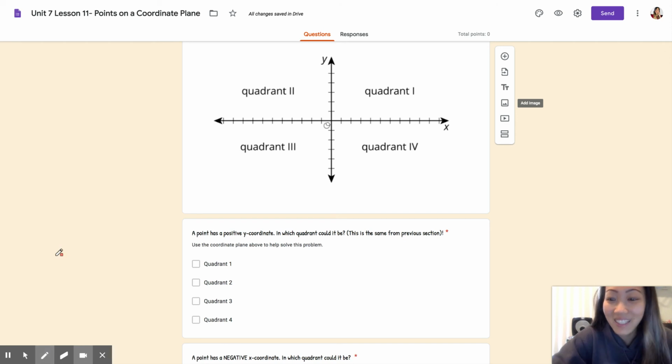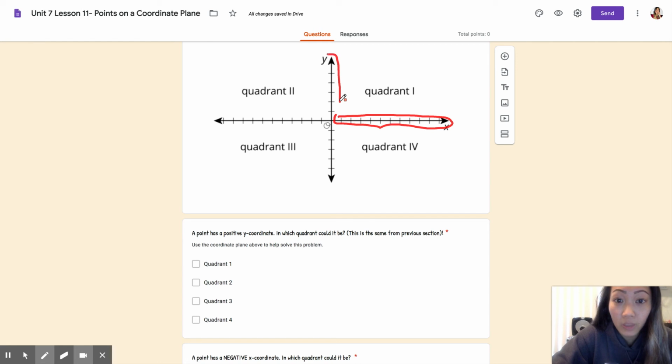All right, this is the activity synthesis. So this is from the previous section. So a point has positive y coordinates. So I am looking at this and I know that this is going to be positive numbers, right? And also going up is going to be positive numbers.